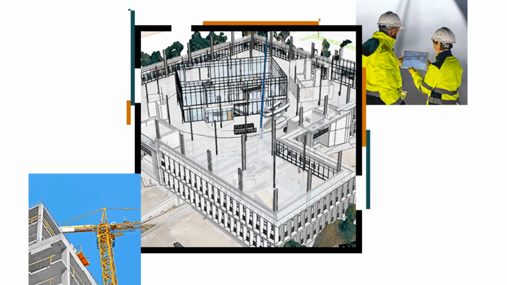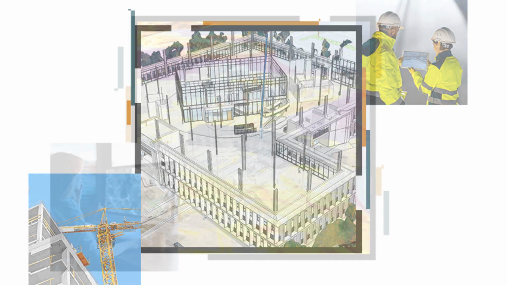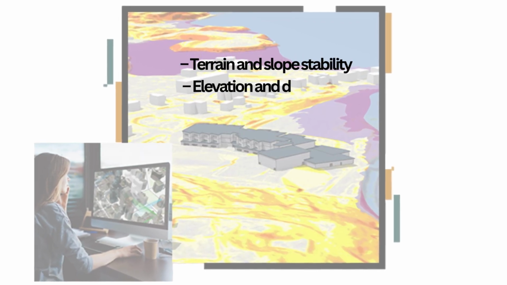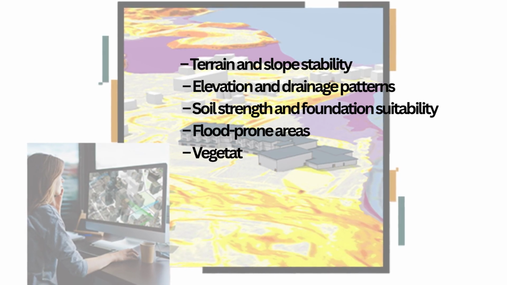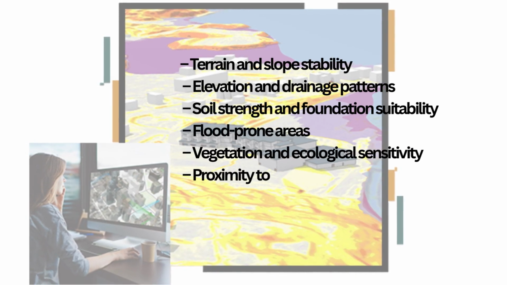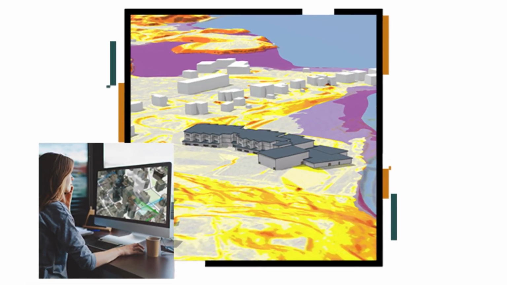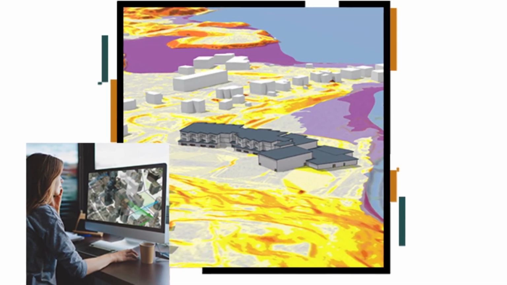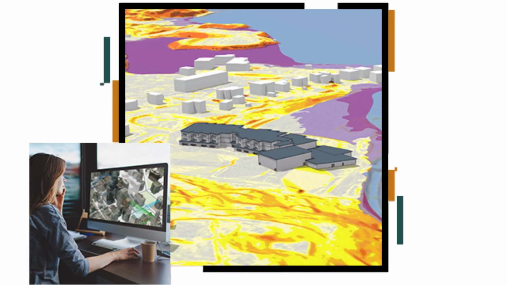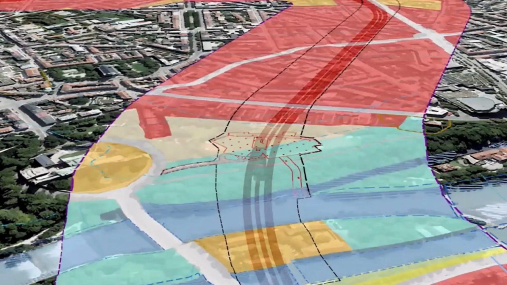GIS evaluates environmental factors such as terrain and slope stability, elevation and drainage patterns, soil strength and foundation suitability, flood-prone areas, vegetation and ecological sensitivity, proximity to water bodies and buffer zones. And it integrates legal frameworks like zoning classifications, building height restrictions, protected areas, easement zones, setback requirements.